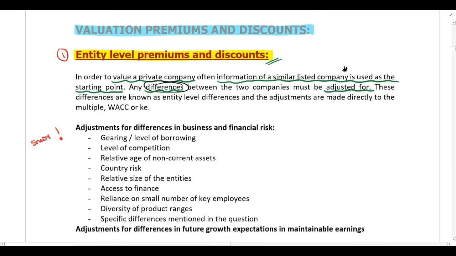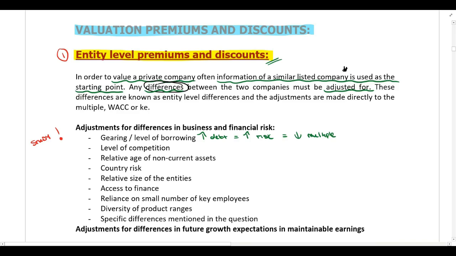So the first adjustment that we look at is in terms of the level of gearing or the level of borrowing. Now, if a company has more debt in their capital structure, they are then more risky. So if we are looking at multiples, we know if the company is more risky, that means I need to decrease the multiple. Now, we weren't given any information about gearing or the level of borrowing in this question, so we can't adjust for that difference in this question.